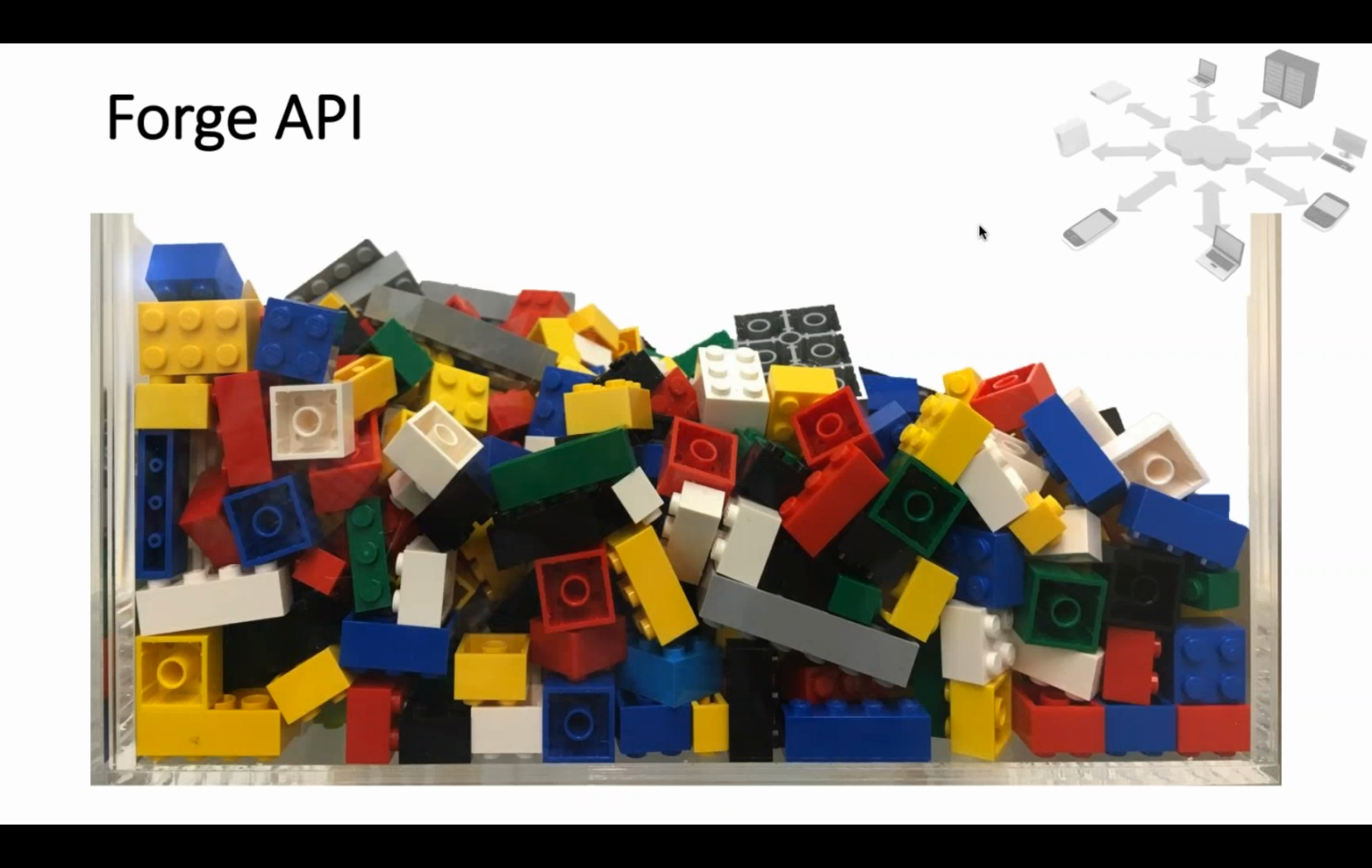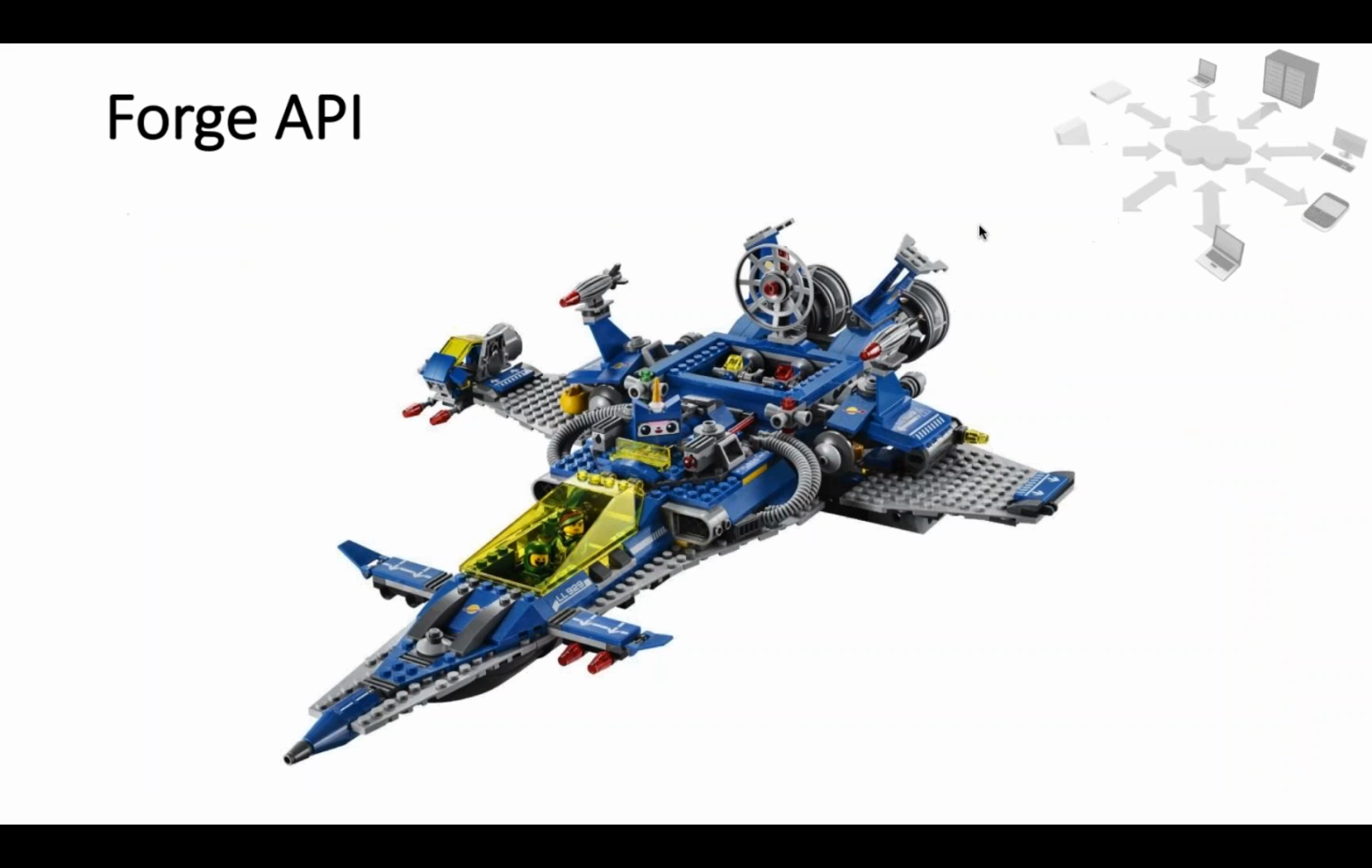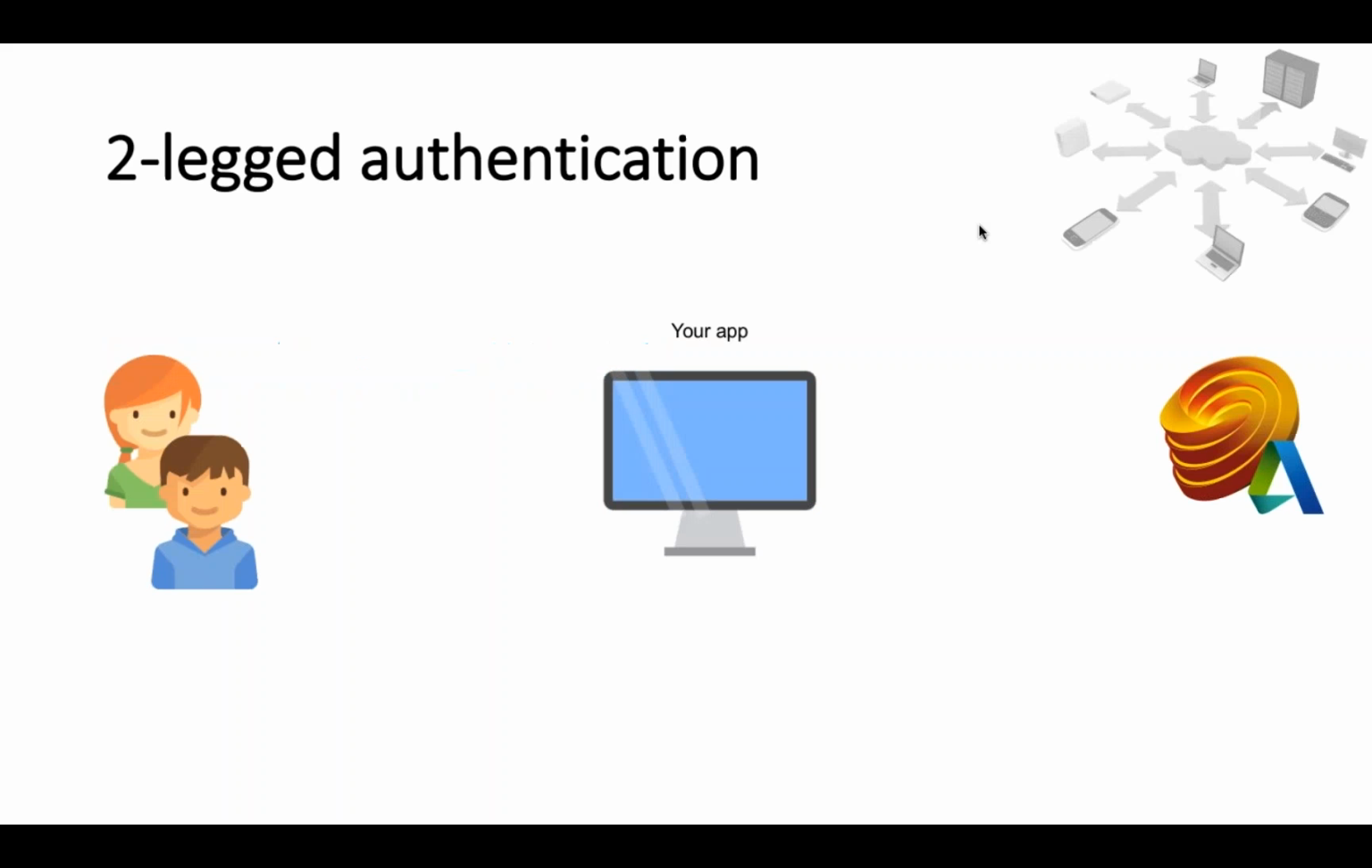So the way you can see the Forge APIs is like a set of building blocks. Autodesk provides those building blocks, and you use them to build the spaceship or the web application. So every API, every web service based on Forge is using the OAuth to authenticate the request. So let's talk a bit about OAuth.